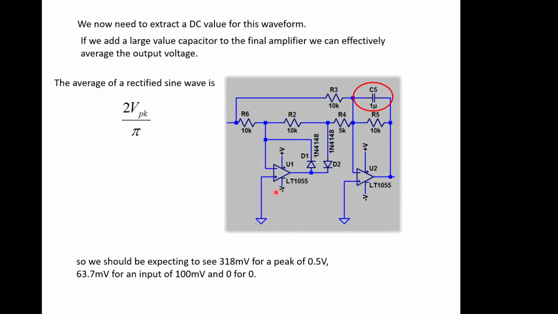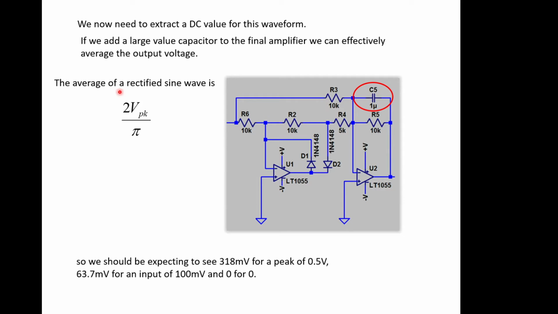One way of doing that is to filter it, and the simple way of filtering in this case, we're going to do proper filters in the next part of the course, but sometimes you don't need to do that. So what we would do is just average the output voltage across a big capacitor in this circuit. So we've added a capacitor in here, and that will allow us to average the circuit.